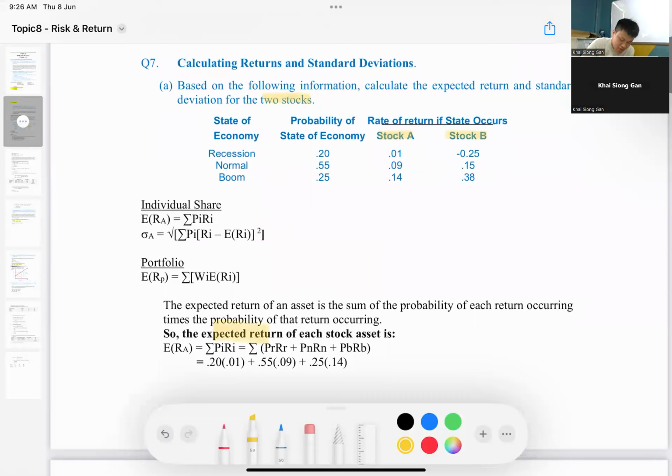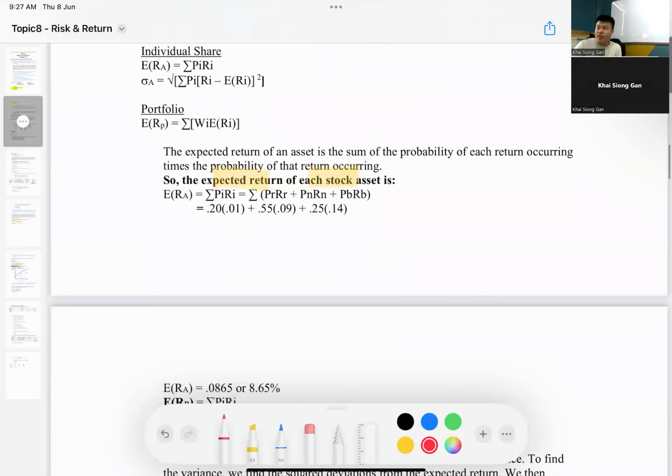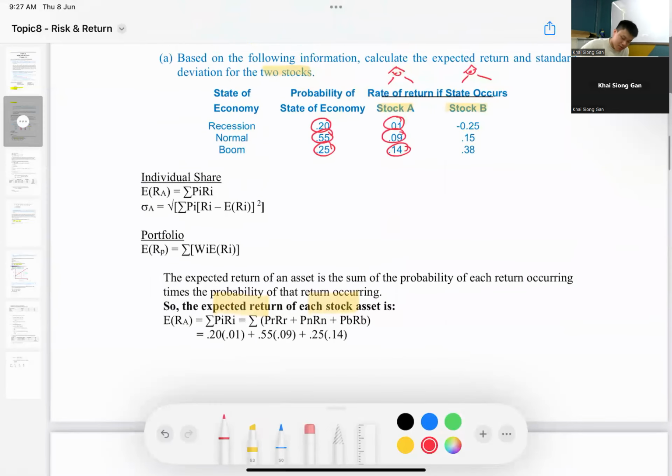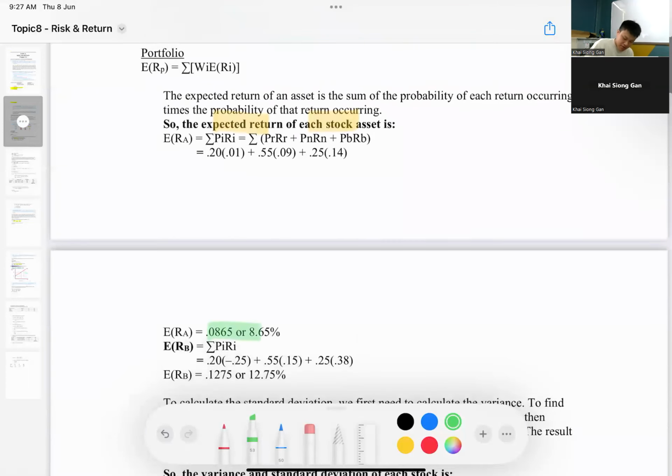So I want to calculate the expected return of each stock. That means I should look from the top to the bottom. I use this amount times this amount plus this amount times this amount, this amount times this amount. Easy. Then you get four marks already. Then do the same for asset B as well. For asset B, use this probability times this one, this one times this one. So you will get this one for expected return A and this one for expected return B.